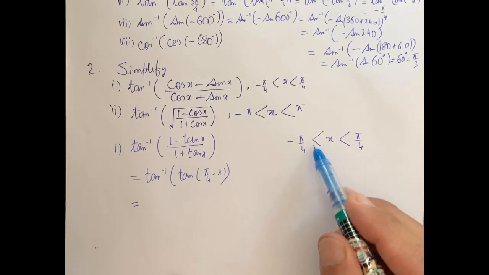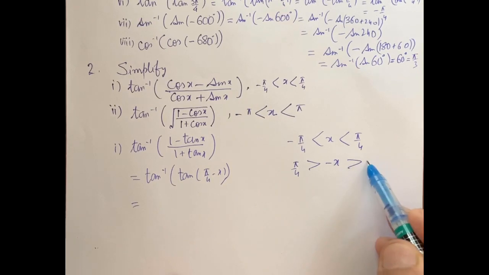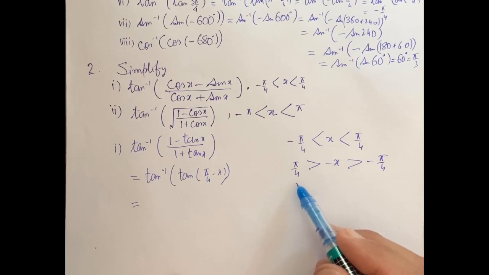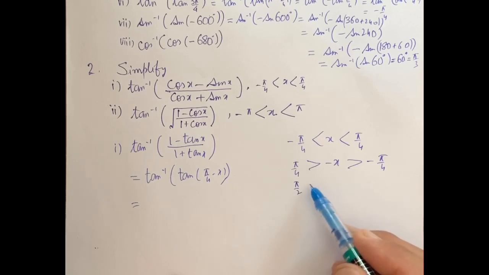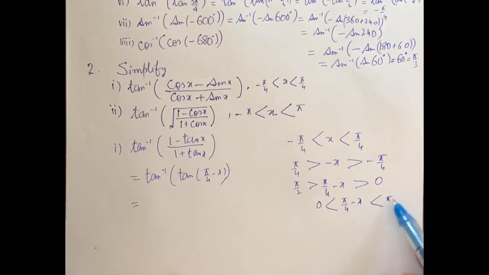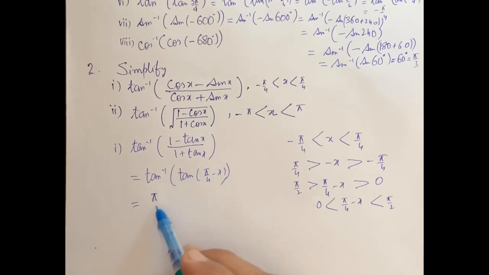So first of all, multiplying by minus 1, pi by 4 greater than minus x greater than minus pi by 4. Adding pi by 4, pi by 4 plus pi by 4 is pi by 2, greater than pi by 4 minus x greater than 0, or 0 less than pi by 4 minus x less than pi by 2. So this belongs to the open interval from minus 90 to plus 90, therefore they will cancel out, and pi by 4 minus x will be the answer.